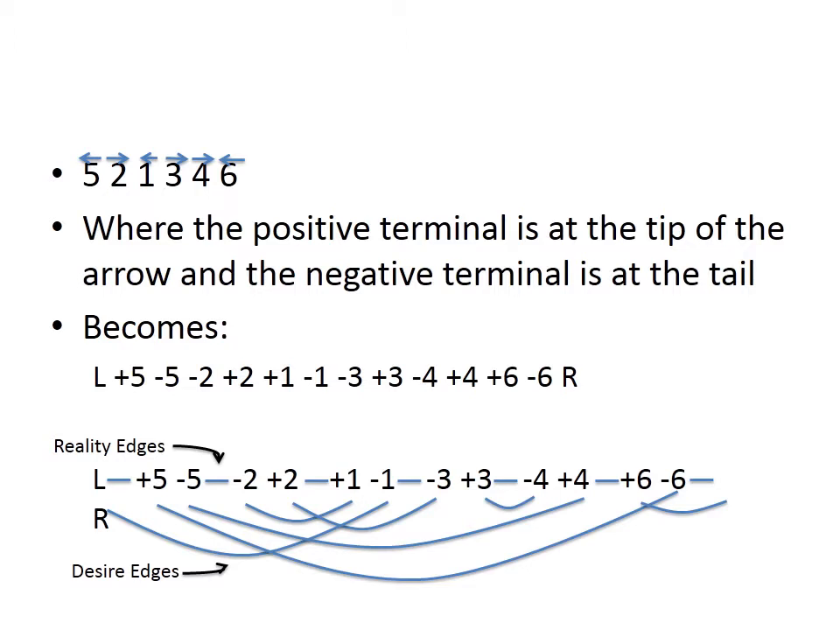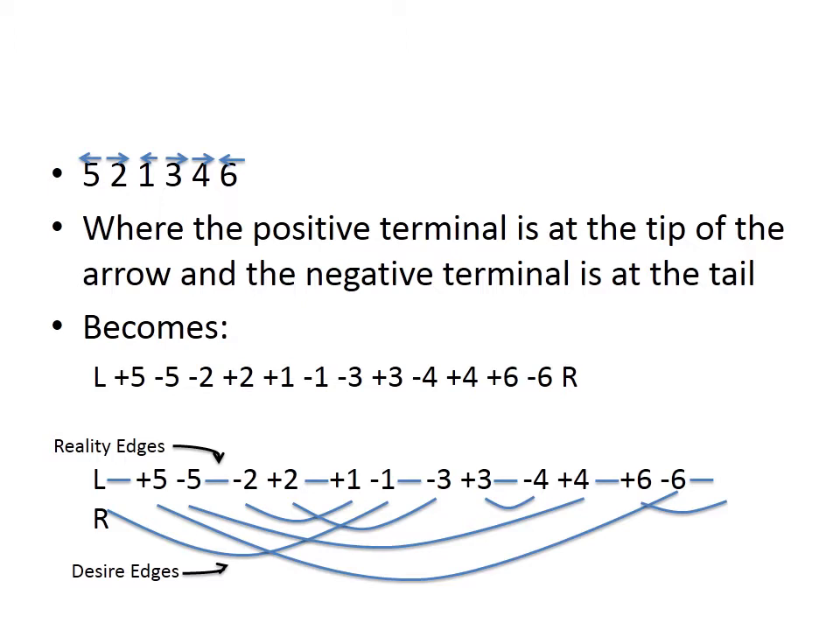Here we have our unordered sequence, 5, 2, 1, 3, 4, 6, with its different orientations, and we want to translate that into the list that's going to give us the basis, the foundation for our reality desire diagram. So we get this: L, plus 5, minus 2, plus 2. The plus and minuses come from the orientation of the arrow, because the plus is always at whichever way the arrow is pointing. That's where the plus is. The tail of the arrow is the minus. So 5 points to the left, so plus 5 followed by minus 5. 2 points to the right, so minus 2 followed by plus 2.